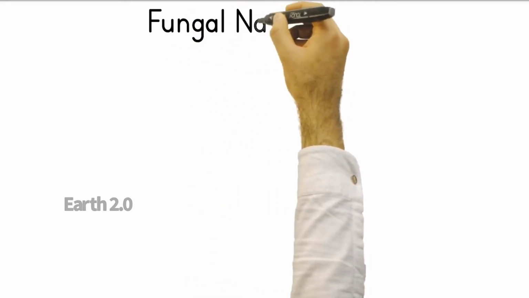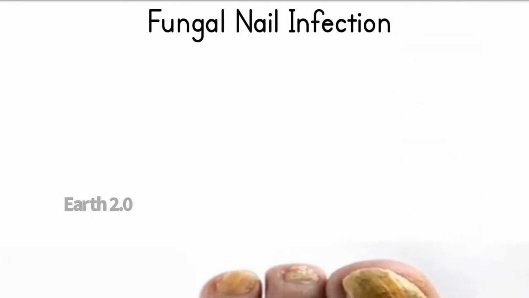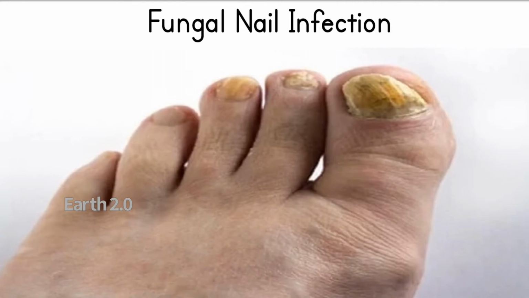Thick, brittle, yellow-brown, or opaque nails are common with fungal nail infections. The infected area may crumble. Nail injury also increases the risk of fungal nail infection. These infections are difficult, but not impossible, to treat.